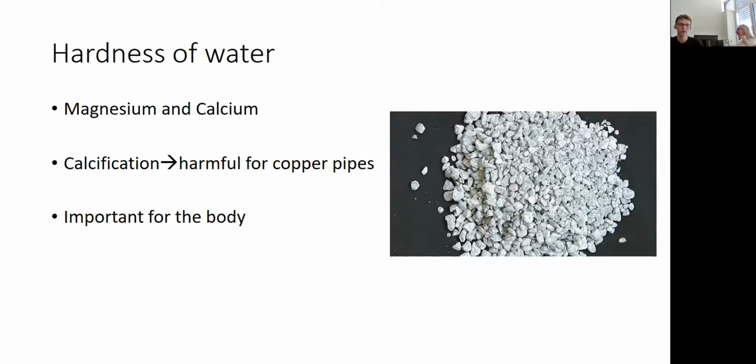The hardness of water is caused by the magnesium and calcium in the water, and it causes calcification in copper pipes, which is not that good. However, magnesium and calcium are very important for our body and bones.